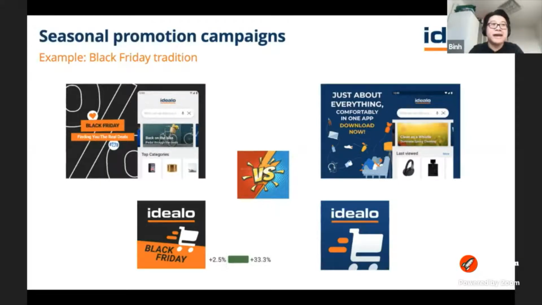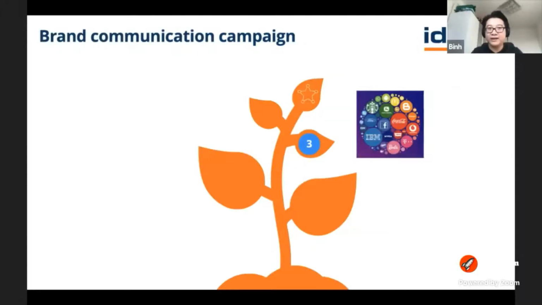But then in some other cases, it doesn't make sense to promote the app, and also you're running out of special occasions to promote. So what else can you do? That's where the third kind of campaign kicks in at idealo. We call them the brand communication campaign. Every now and then, on your screenshots, you can add a few badges here and there for your awards, or to show your social proof, to show that it's a trustworthy app.